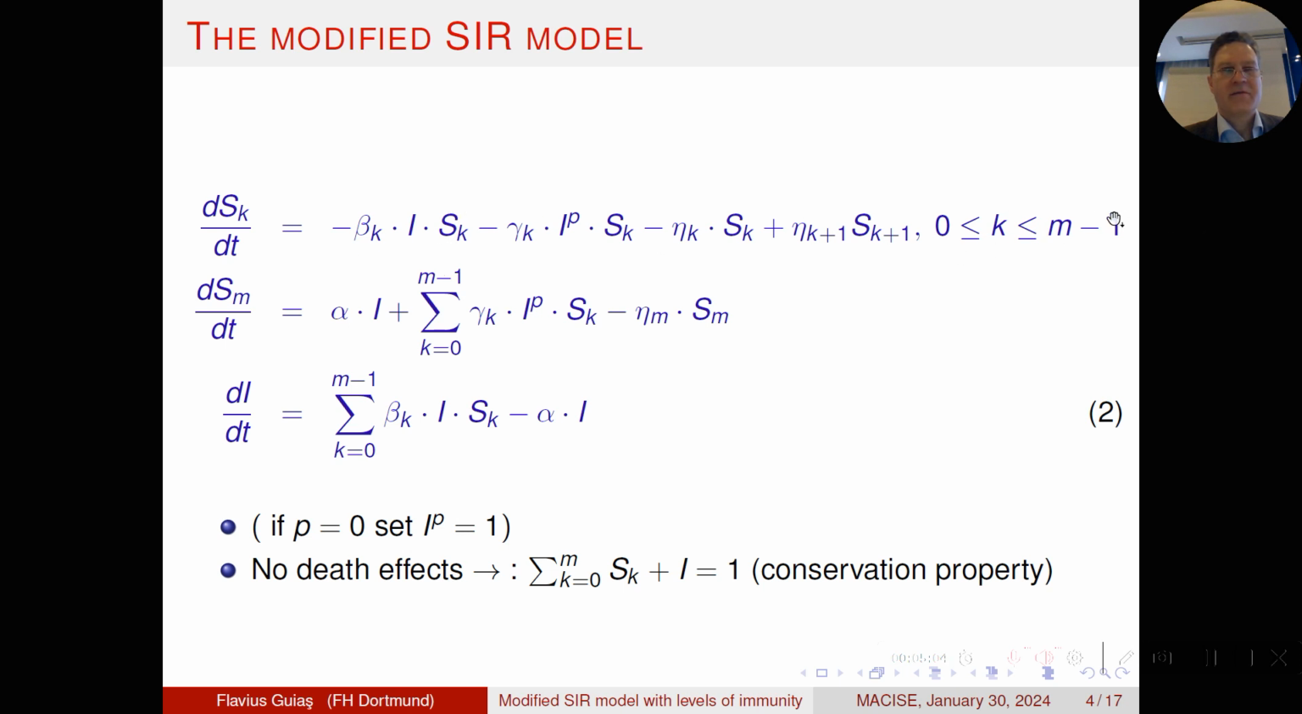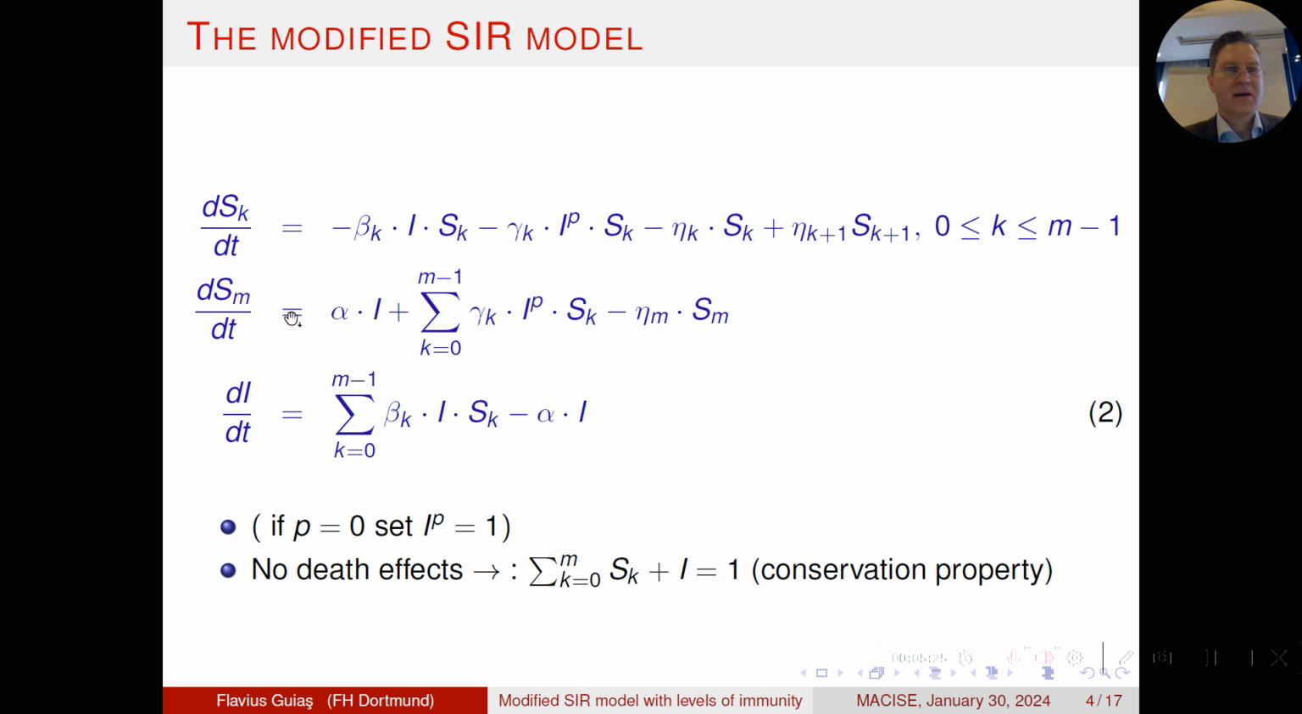So if you are on a level which is not full immunity, you still can get infected at a certain rate. This is the corresponding vaccination rate. This is the immunity decay rate, at which the immunity decay can start. And here you have individuals which come from the upper level of immunity by decaying, going to level K by coming from level K plus 1.